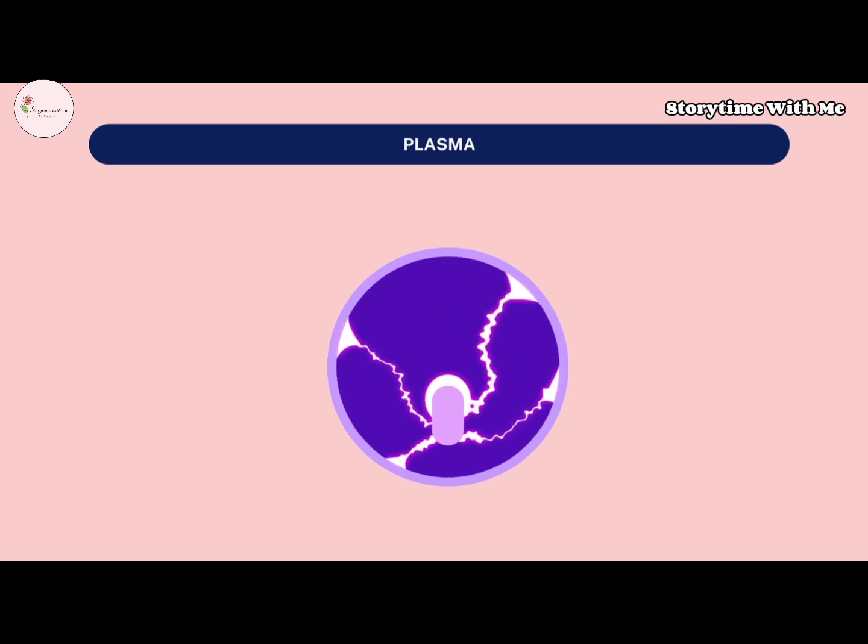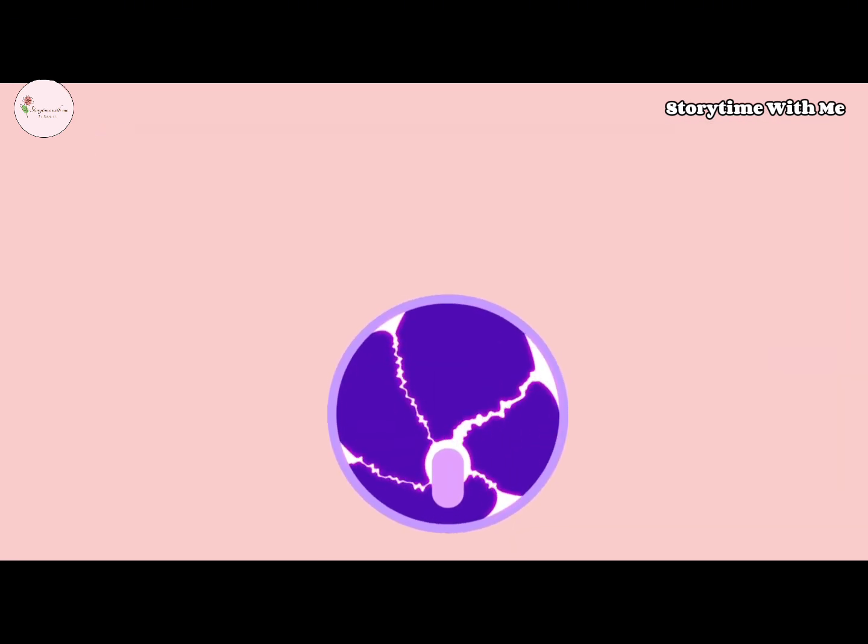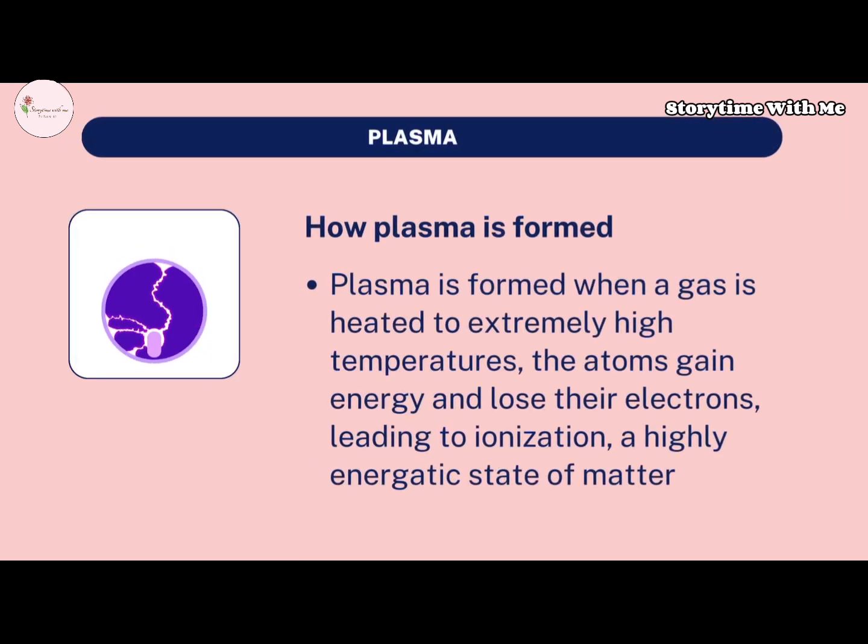Now let's have a look at plasma. How plasma is formed. Plasma is formed when a gas is heated to extremely high temperatures. The atoms gain energy and lose their electrons, leading to ionization, which is a highly energetic state of matter.